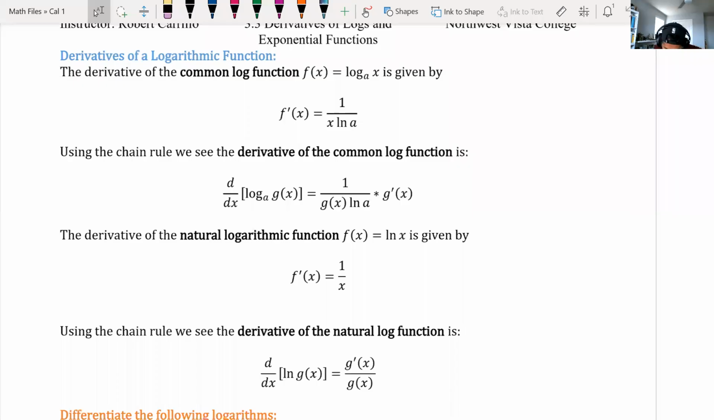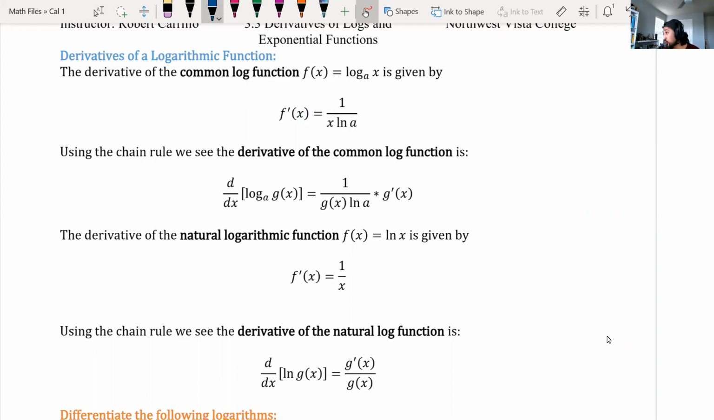Okay, so we have the derivatives of logs and exponential functions today. We first start off with the derivative of a logarithmic function. If you're given the common log function where f of x equals log base a of x, then the derivative for log base a of x is going to be 1 over x times the natural log of a. So there is the common log derivative.